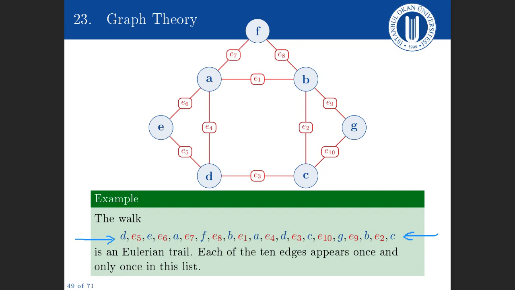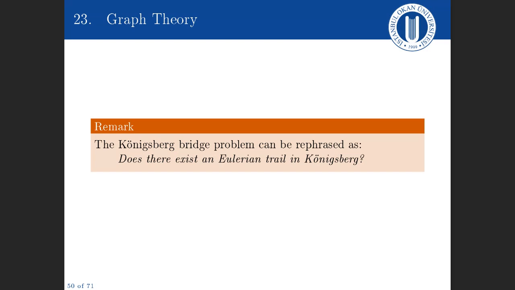Let's see what we have. We're going to start at D. We're going to use E5 to get to E. And then we use E6 to get to A. And then we're going to use E7 to get to F. E8 to get to B. And then we go to A. And then we go down to D, to C, to G, to B, and then back to C. This walk has every edge in it once and only once. So this is an Eulerian trail. The Königsberg bridge problem, which we started with, can be rephrased as, does there exist an Eulerian trail in Königsberg? Not quite ready to answer that, but we will do soon.